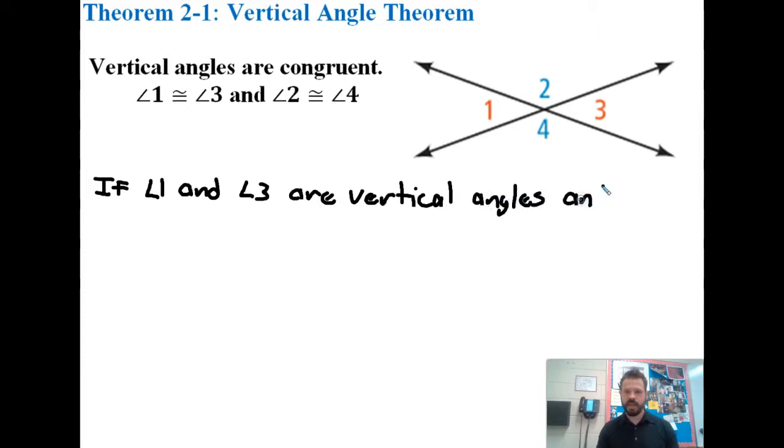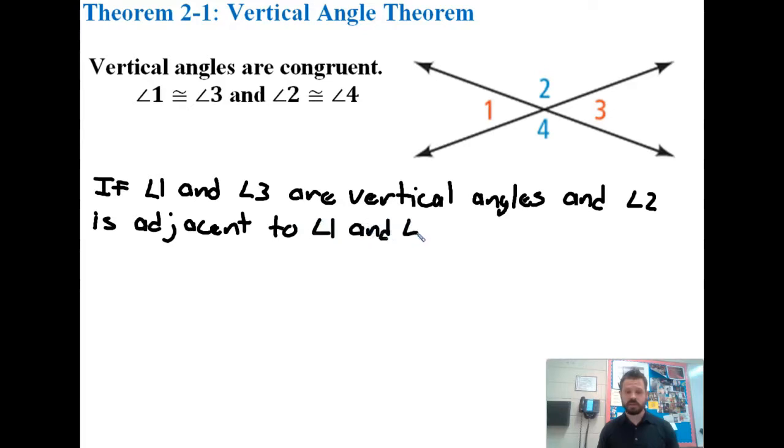and we also need to talk about angle 2. Angle 2 is adjacent, so in other words, between angles 1 and 3. So adjacent to angle 1 and angle 3. So if we have vertical angles, then I know that if I add angles 1 and 2 together, I get 180.